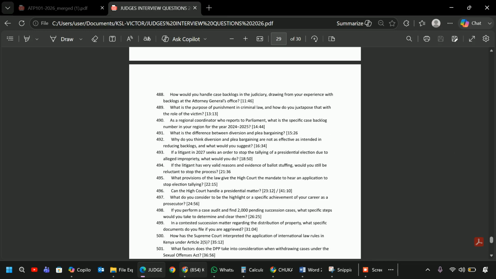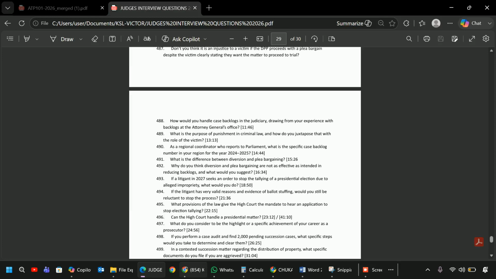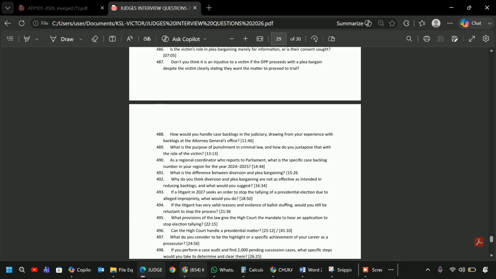Then let me scroll up so that you can see other questions. What provisions of the law... This is question number... What provisions of the law give the High Court the mandate to hear an application to stop election tallying?